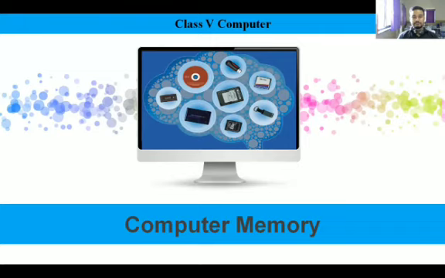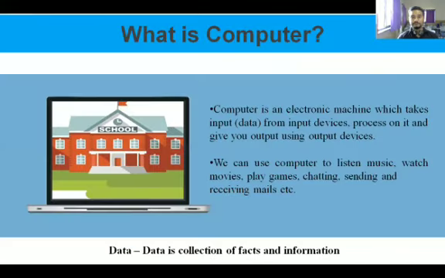Hello and welcome back to another exciting video of class 5 computer, and today we are going to start a very new lesson, and the name of the lesson is computer memory. So are you ready for that? Okay, let's go. Before starting our lesson, one should know what is computer.